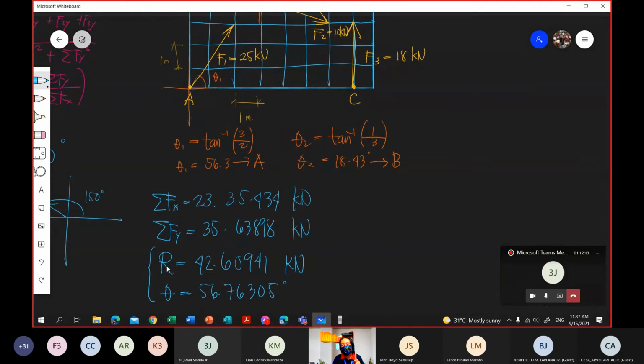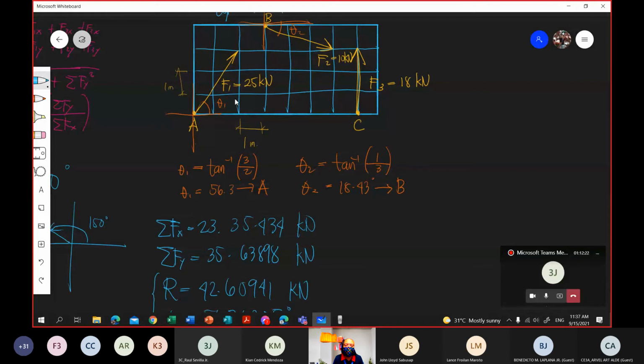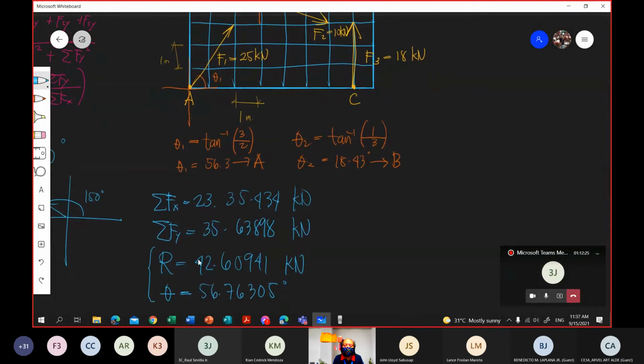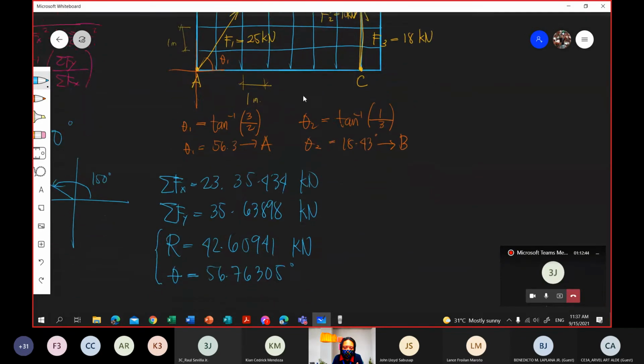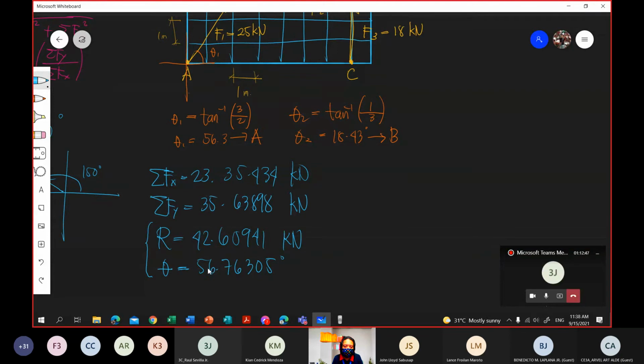So, in other words, the resultant is the net force. It is a single force that, when reversed, balances out all the forces. Or in other words, the net effect of these three forces can be summed up with this resultant.